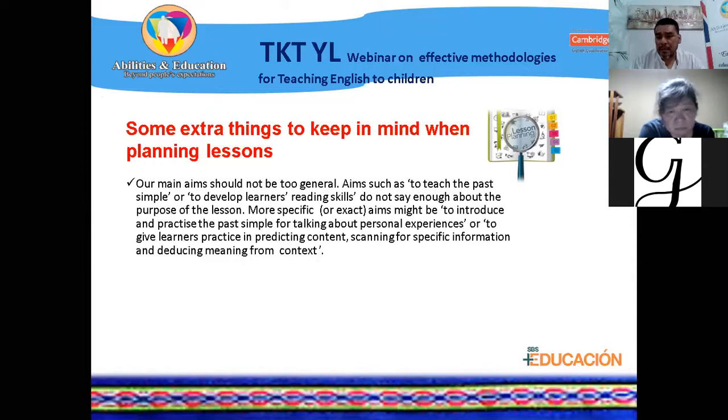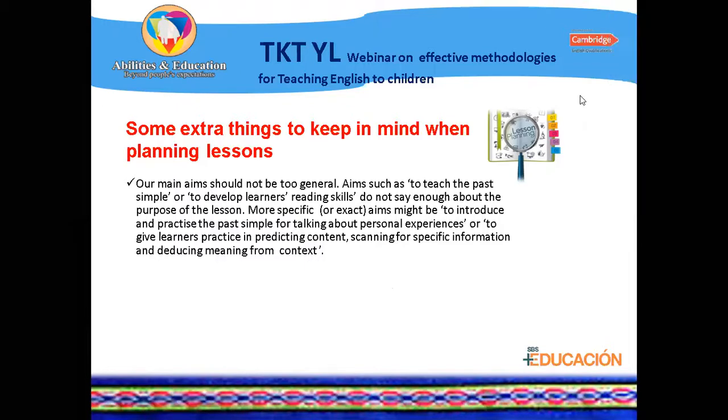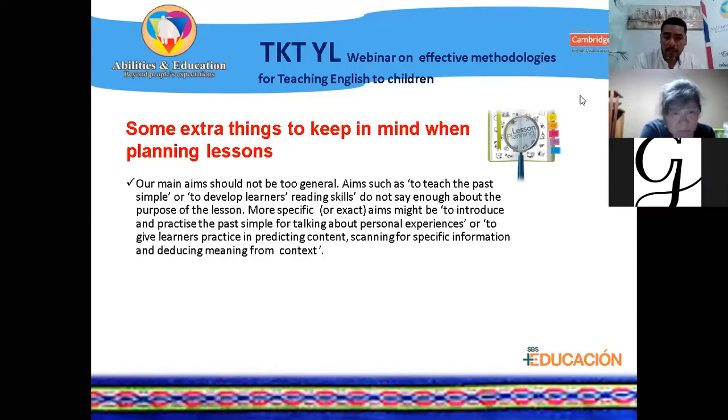More specific aims might be, for example, to introduce and practice the past simple for talking about personal experiences, or to give learners practice in predicting content, or to give learners practice in scanning for specific information. This is my aim this week. Or to give students practice in deducing meaning from context. Do you see the difference? Do you see why I say that main aims shouldn't be too general?